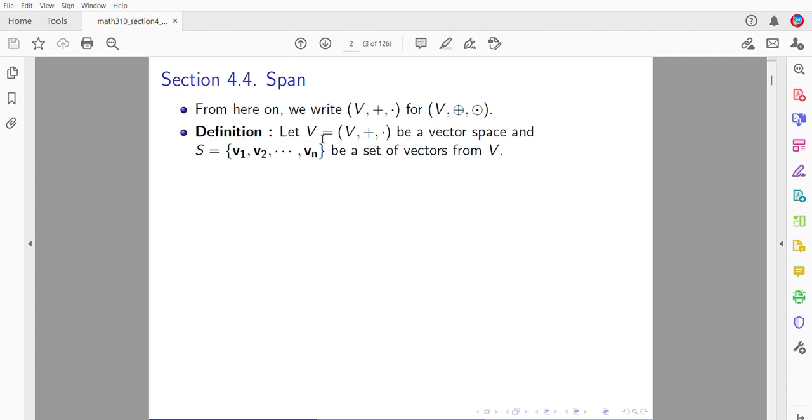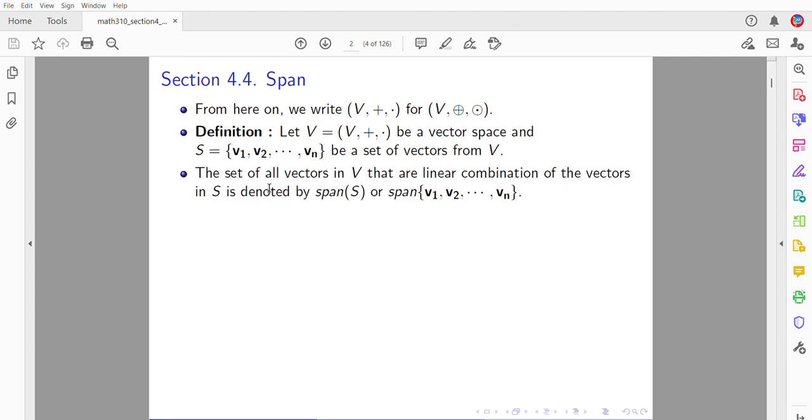Definition: let V, plus, dot be a vector space and let S be a set of n vectors, v1 through vn, a set of vectors from V. The set of all vectors in V that are linear combinations of the vectors in S is denoted by span of S, or span of v1 through vn.